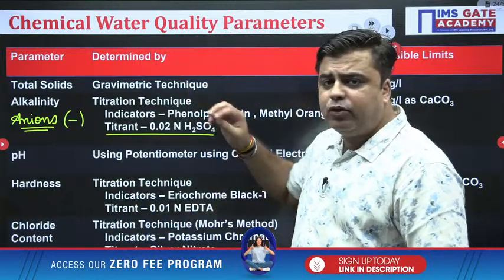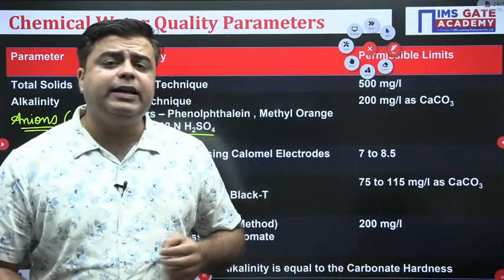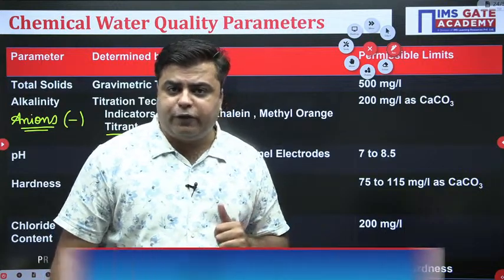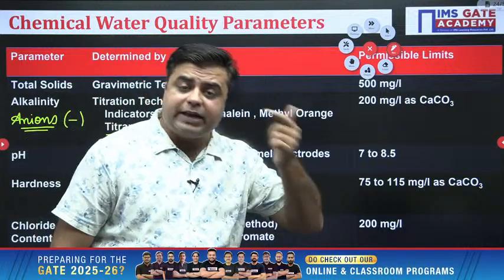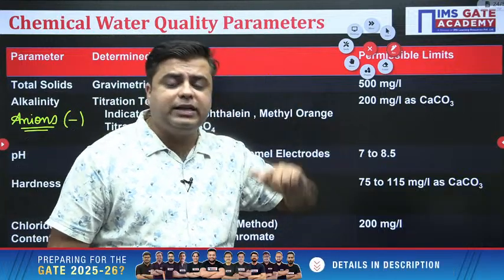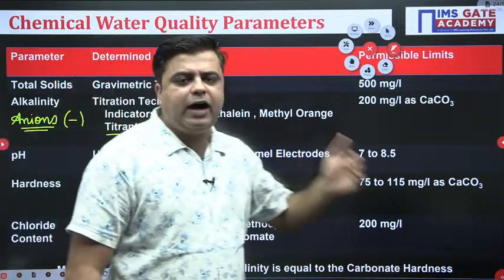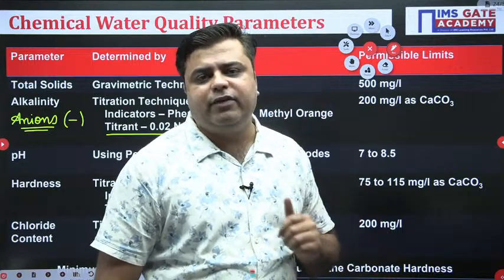Now after that, you will add methyl orange as the second indicator. This methyl orange indicator will give you the color change at a pH of 4.5. The color change is from yellow to orange red. Remember, methyl orange, yellow to orange red is the color change. And in the second stage of titration, another half of carbonate alkalinity and remaining bicarbonate alkalinity will be neutralized.